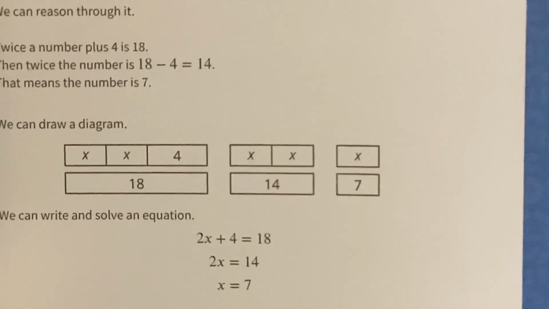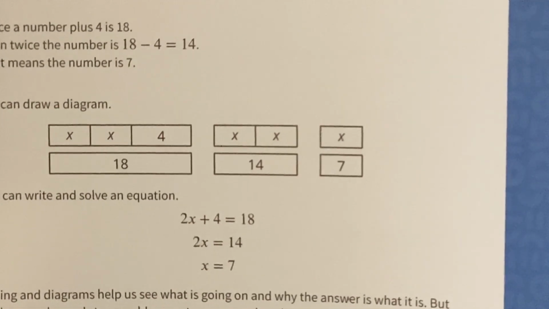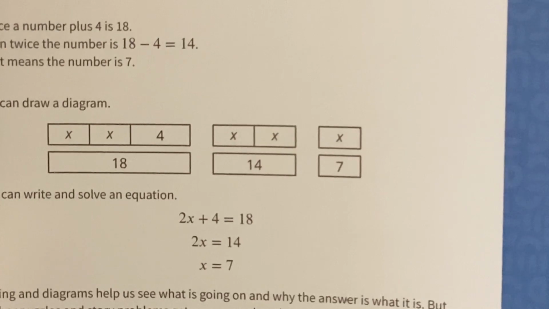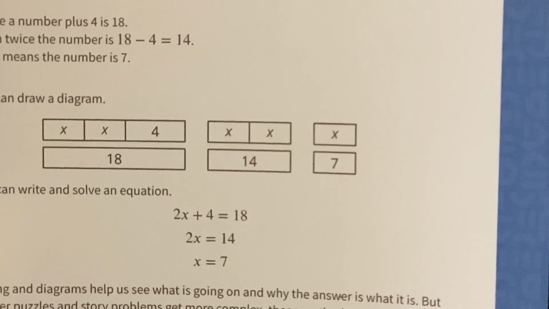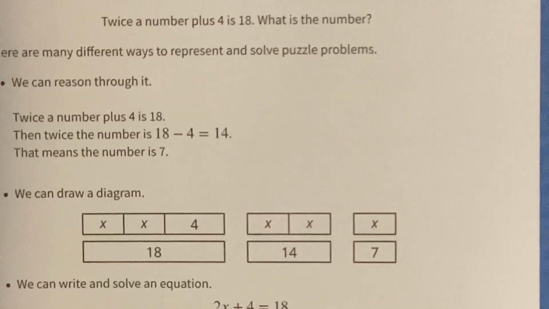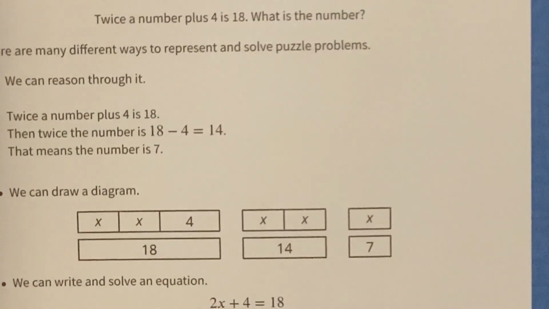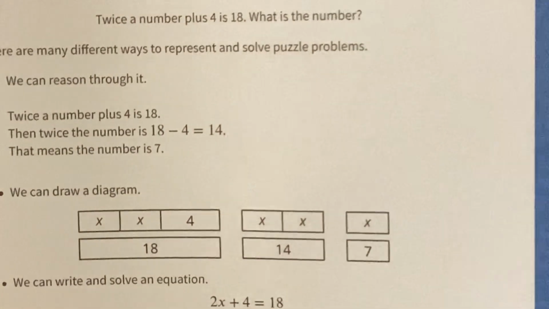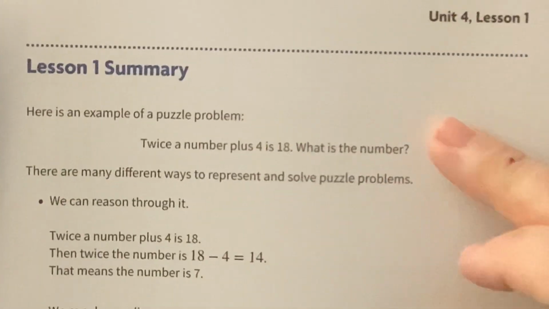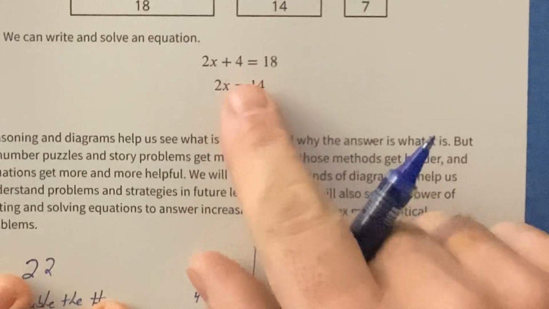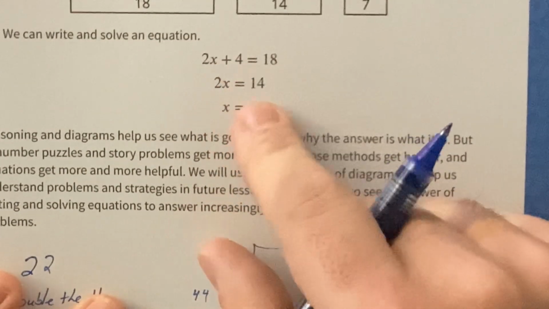All right, page 9. Okay, so here's an example. You can use diagrams, you can use arrows, you can use whatever you'd like. It says twice a number plus 4 is 18. What is the number? Okay, there are different ways to describe that. In this summary here, you could write it as an equation. Twice a number plus 4 is 18. Solve it.